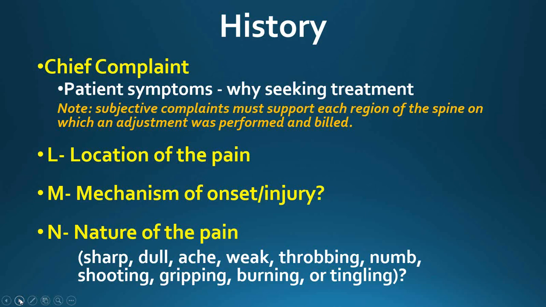The next thing is N, which is nature of the pain. So is it a sharp pain, a dull pain, throbbing, whatever? You want to try to get a little bit of the nature of the pain. We know that if somebody says they feel like they have a knife in their back, then that points us to a joint problem in the back. Burning, tingling, those things are important for us to know if there's maybe a nerve involved.